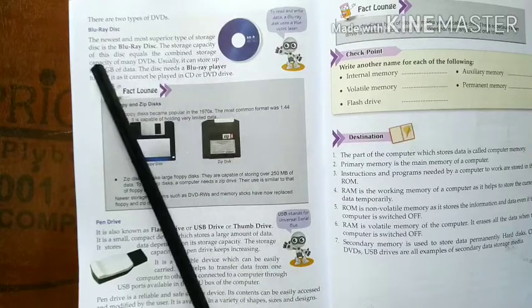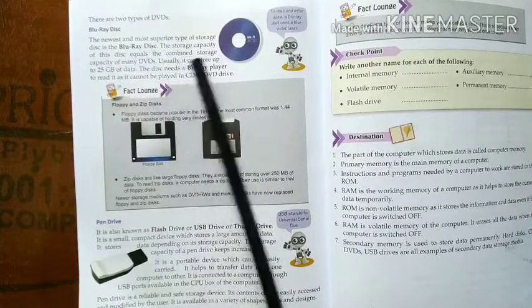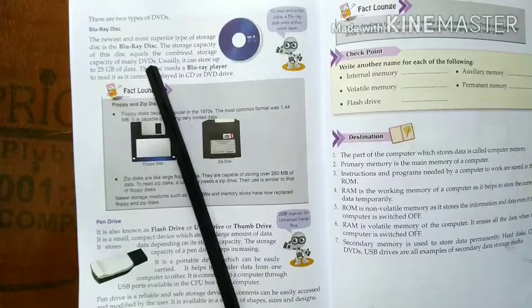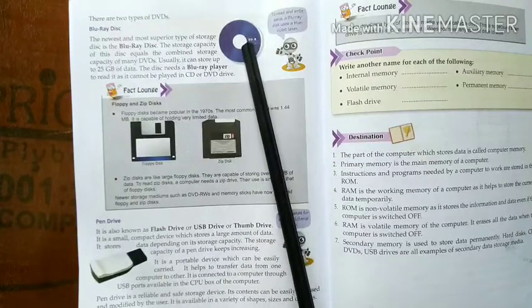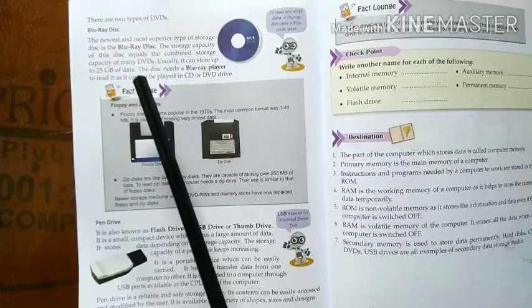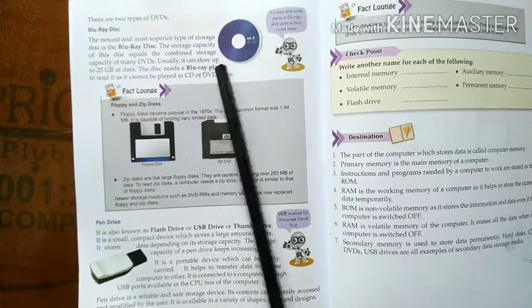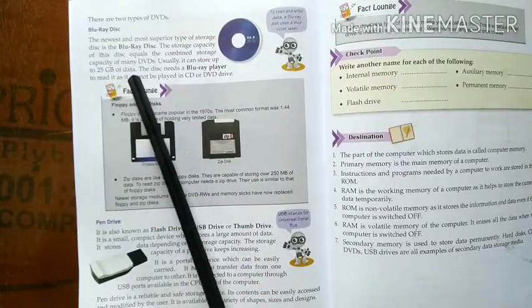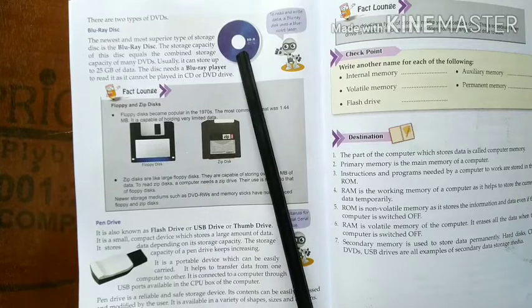The storage capacity of this disc is equal to the combined storage capacity of many DVDs. That means one Blu-ray disc is equal to many DVDs. Usually it can store up to 25 GB of data. That means we can store up to 25 GB of data in this Blu-ray disc.